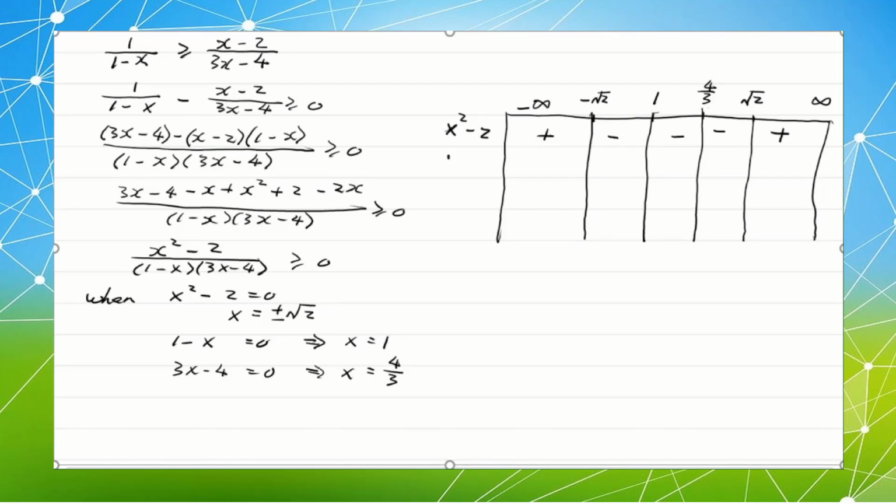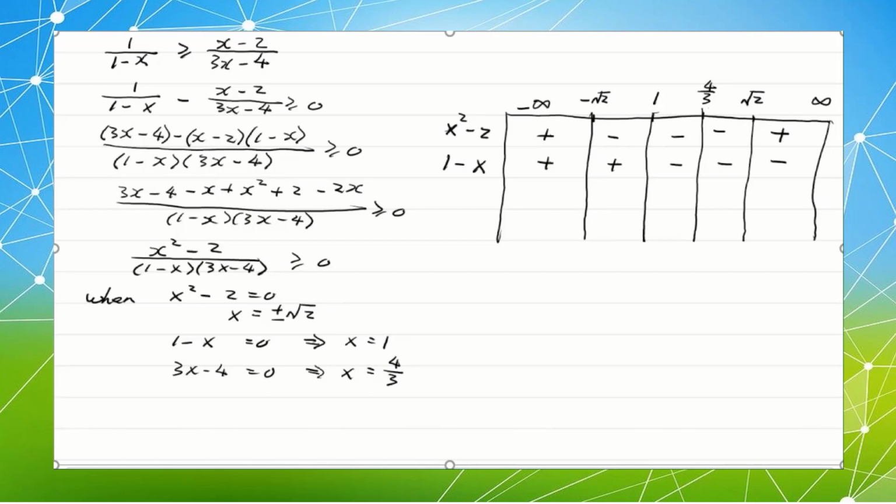Now let's test the factor 1 minus x. When x is less than negative square root of 2, the value is positive. When x is in between negative square root of 2 up to 1, the value is positive. And when x is in between 1 to 4 over 3, it is negative. When in between 4 over 3 up to square root of 2, it is negative. And finally, greater than square root of 2, it is negative.